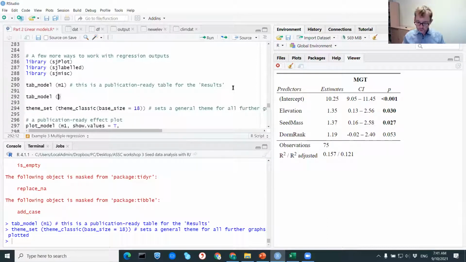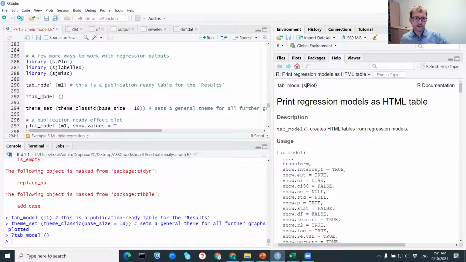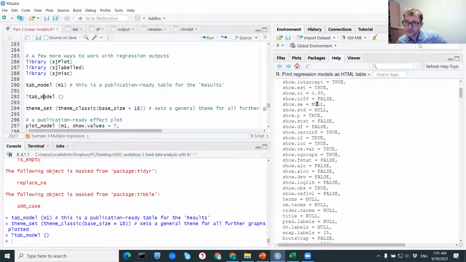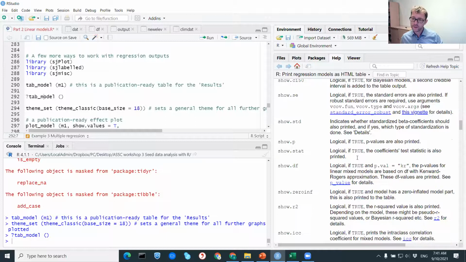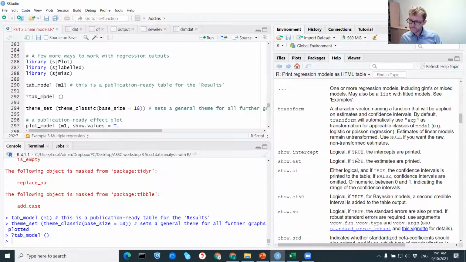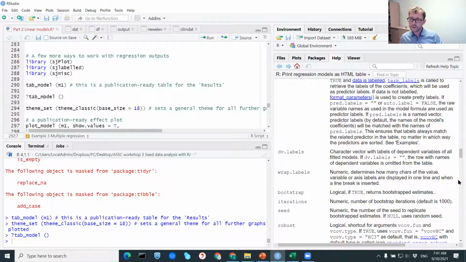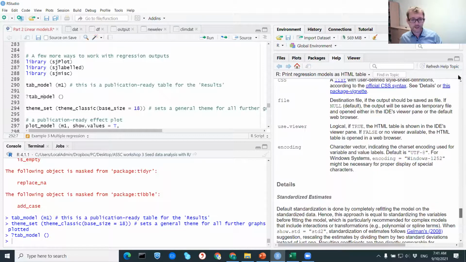For those who are new to R, there's always this option to ask for help. So basically, question mark, the function you're asking about, and usually it also has an explanation of what different parameters do, and usually at the end, we have a few working examples. Well, not here, but usually you can find it there.